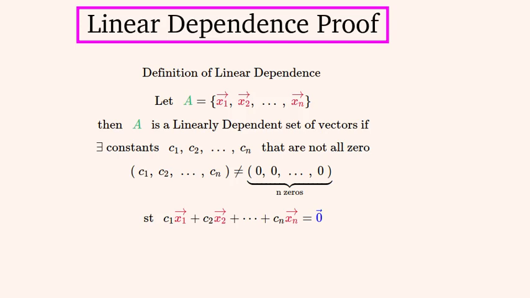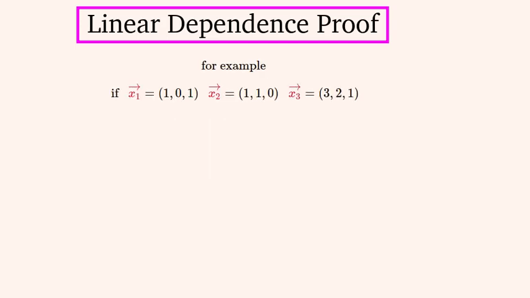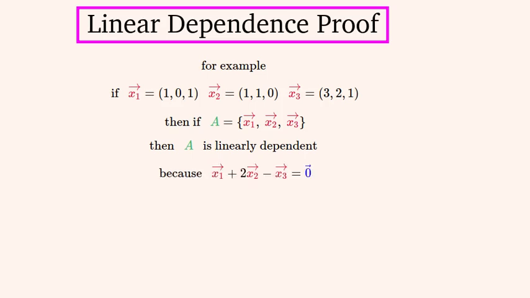And this isn't the same as saying that one of the vectors is a linear combination of the other vectors in the set, which is what we have to prove. So here's an example of a linearly dependent set. We'll set these three vectors to be equal to these row vectors. And we'll set A to be the set that contains them, and we'll claim that A is linearly dependent. And this is how we'll show it, by adding up this linear combination of these three vectors to give us the zero vector, showing us that we can find these non-zero constants for which we can do this.